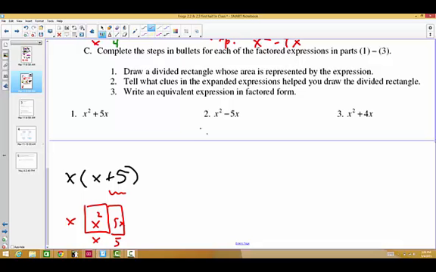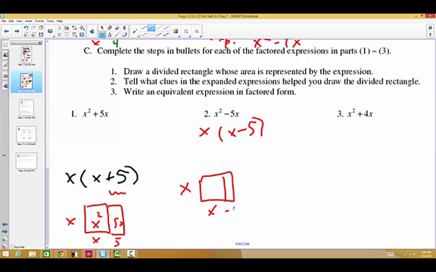So in the next one, the greatest common factor again is an x. You're left over with an x minus 5. So it's the same thing. You start with your x by x. You can take away 5 like that, or you can start with your x by x and you can tack on a negative 5. Both of those are the same thing.